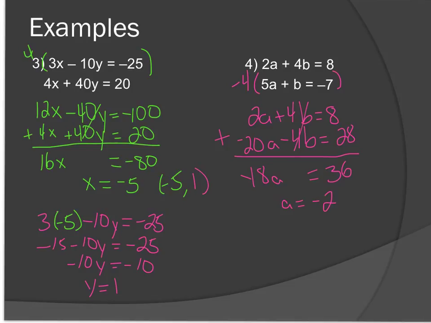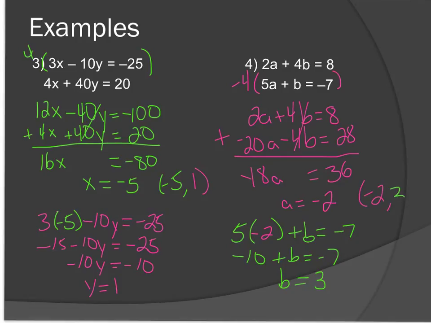Then we substitute that negative 2 back into one of our original equations. So let's go with the second one this time. We'll have 5 times negative 2 plus b equals negative 7. Negative 10 plus b equals negative 7. Add 10 to both sides. b equals positive 3. So when I want to write my ordered pair this time, we do so alphabetically. So we'll put our a value, comma, our b value.